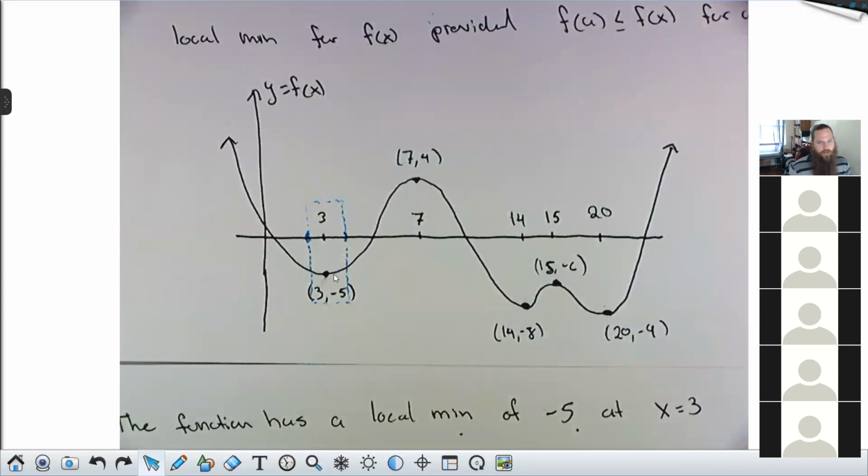If you look over here, it's a little bigger. If you look over here, it's a little bigger. The smallest y value in the box is -5. It's the y value that occurs exactly when x is equal to 3. So that's what we mean by near. And this interval might be very, very small, or it might be quite large. It doesn't matter. As long as there is some interval such that when you draw that box, this is the lowest point in the box, we can say that that is a local min.